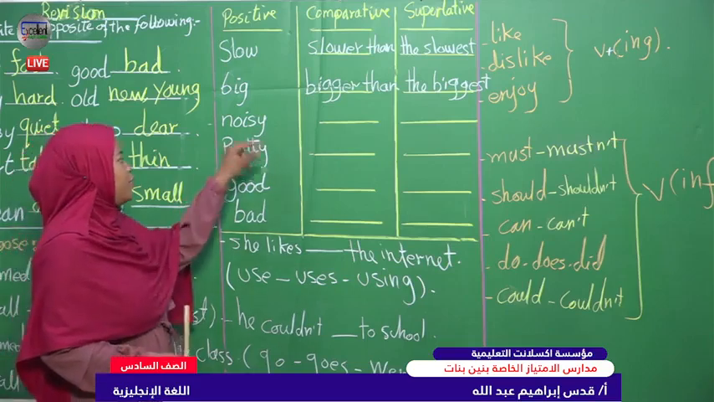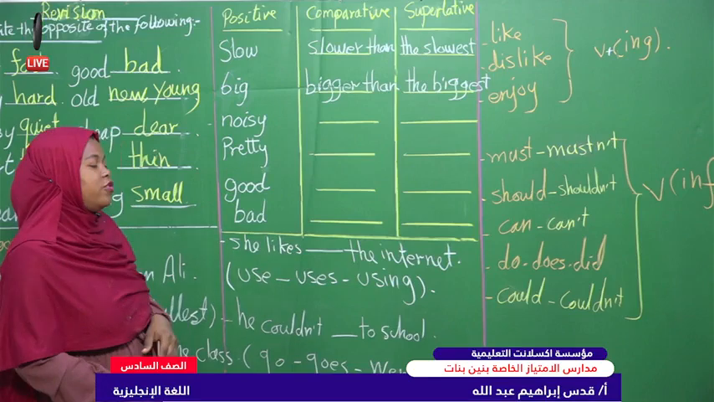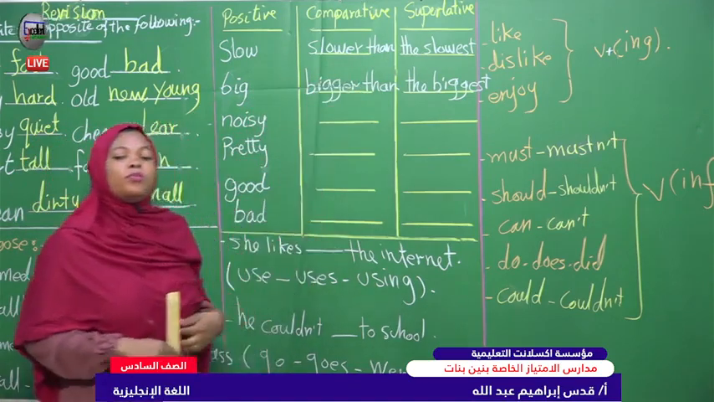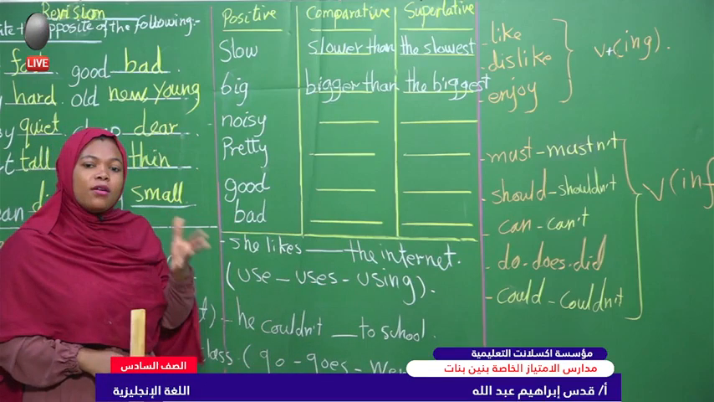We have Y at the end of the adjective. I want to add ER here because it is comparative. I should add ER. What's going to happen?